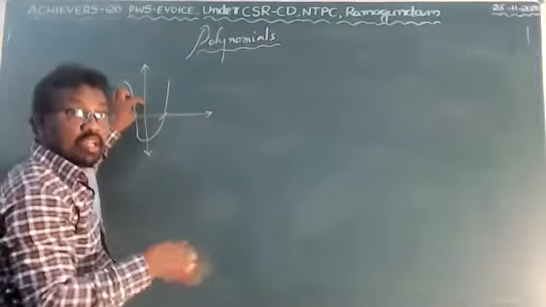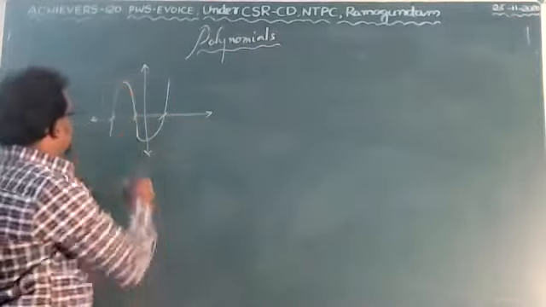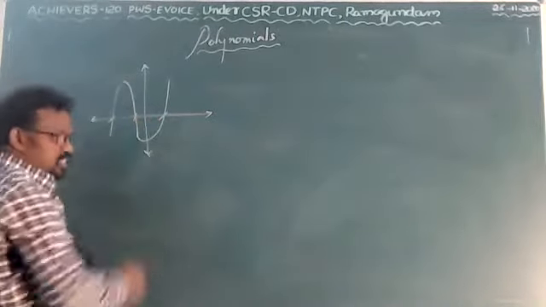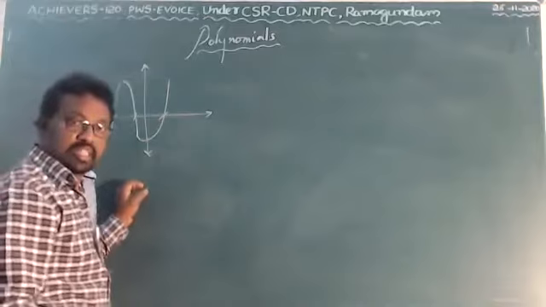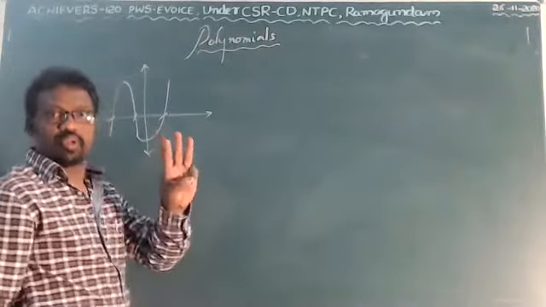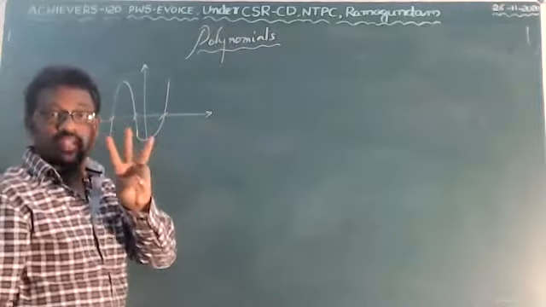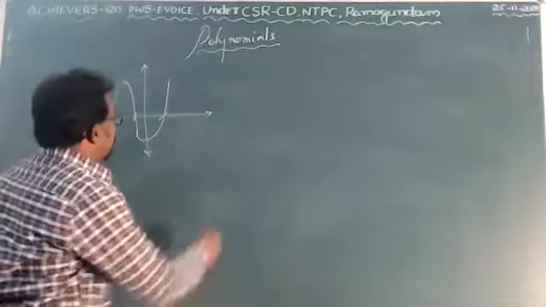Answers are called here zeros. So how many places is this curve intersected? At 3 places it is intersected. So we will have for this curve 3 zeros.